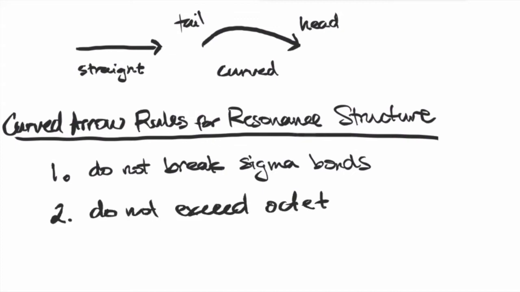And the second rule is to not exceed the octet. And this is really only important for carbon, nitrogen, and oxygen, elements of the second row. Remember, the key word here is to not exceed the octet. If you are under, that is permissible. So let's go over some examples. We started this discussion with the double bond allylic compound. Let's see how you would draw the curved arrows for that resonance structure. So remember to visualize that we are pushing electrons around.